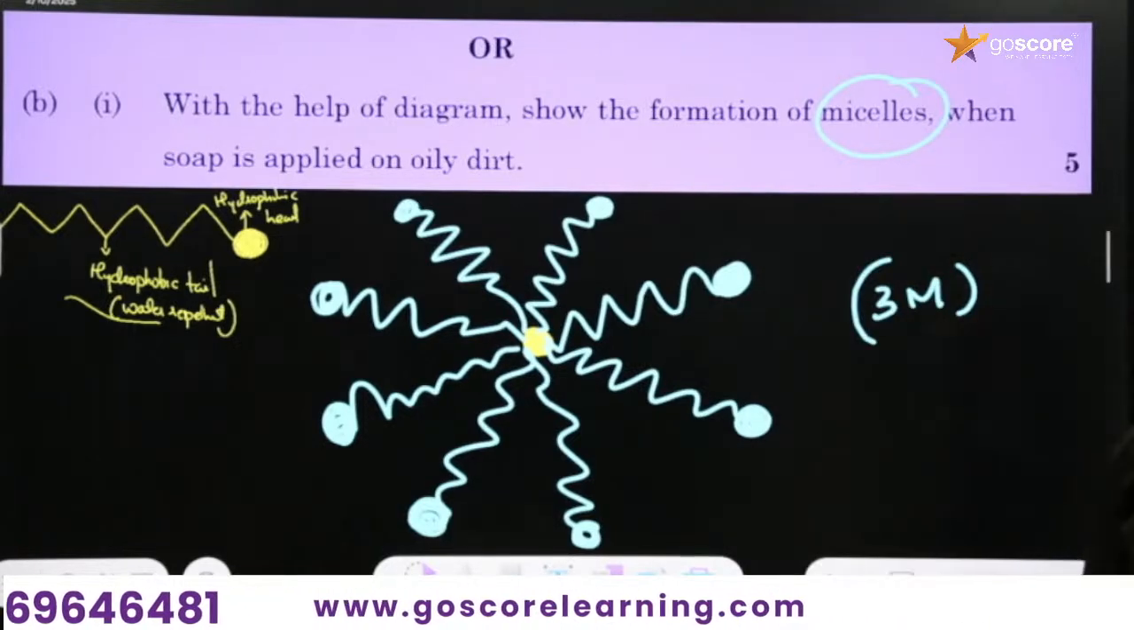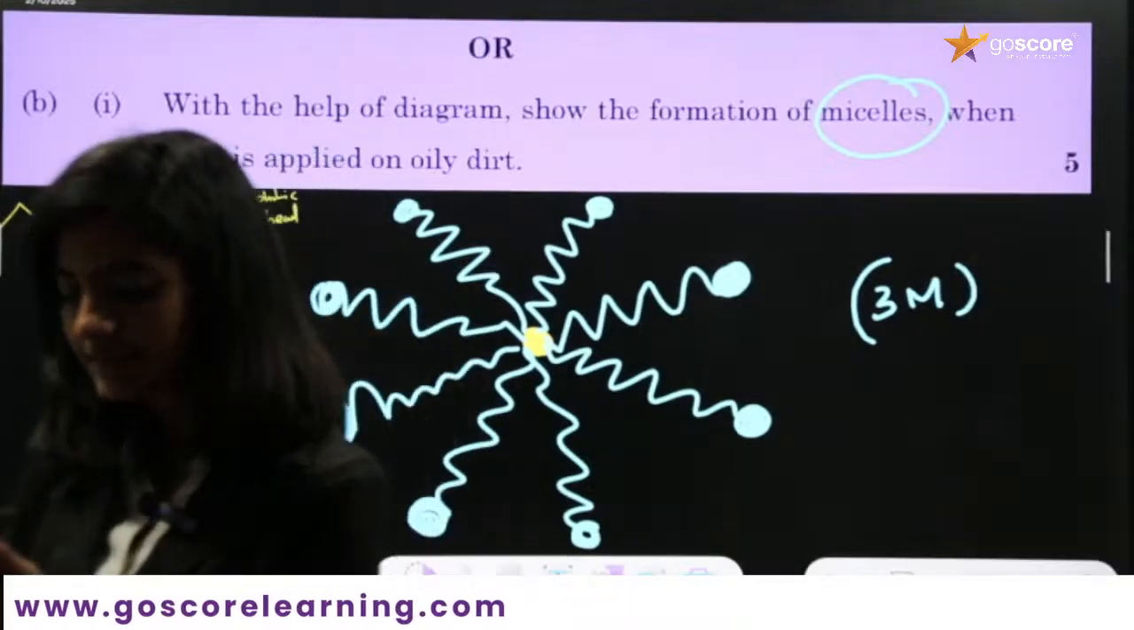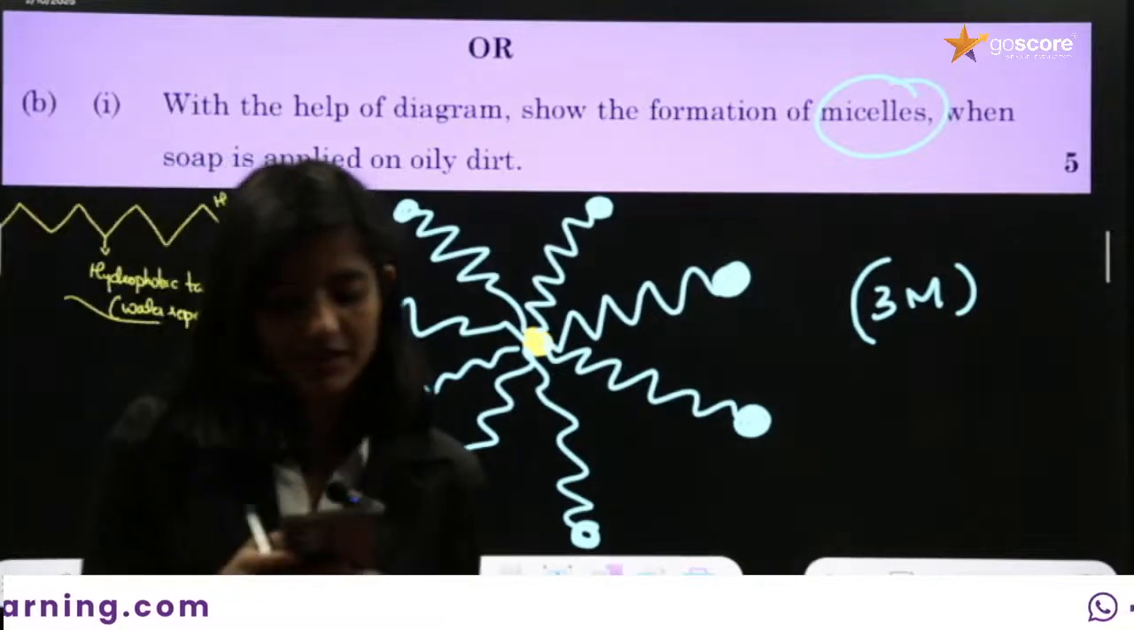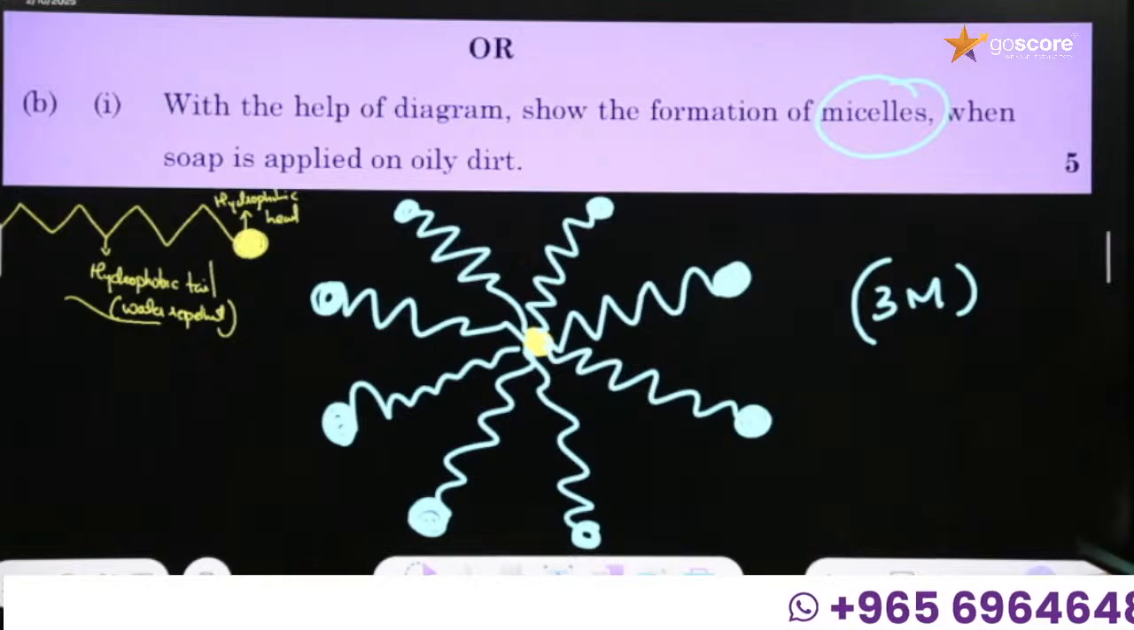Is everything clear? Does anyone have any doubts? The comment box says something else. Okay. Any doubts so far? Nothing. Okay, we'll go with the next part of this.